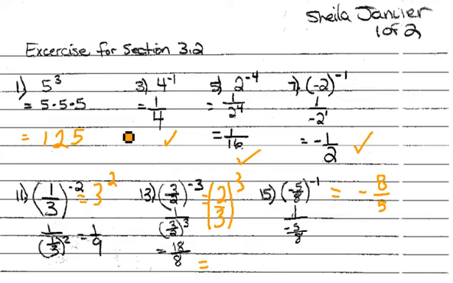I'll just go over a couple of things with you. 5 to the power of 3 is 5 times 5 times 5, which is correct. What that equals is 125. When we have a negative exponent, it means we take the reciprocal of the number. So 4 to the negative 1 equals 1 over 4. 2 to the negative 4 would equal 1 over 2 to the power of 4, which is 1 over 16, which is perfect. 7 is perfect as well.